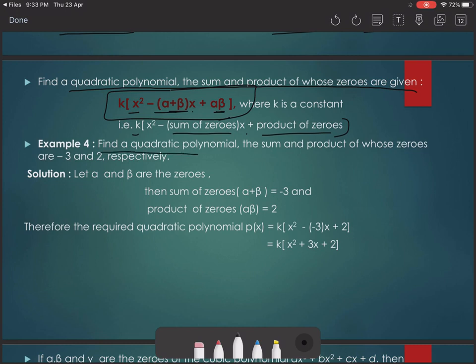Example, find a quadratic polynomial whose sum and product of zeros are given as minus 3 and 2. That means, let alpha and beta be the zeros of this polynomial, then the sum of zeros, alpha plus beta, equals minus 3, and the product of zeros, alpha into beta, equals 2. Therefore, the required quadratic polynomial is k x square minus of minus 3x plus 2, that means k x square plus 3x plus 2. This is the required polynomial. We can use k equal to 1, which is a real number. Therefore, the polynomial will be x square plus 3x plus 2.